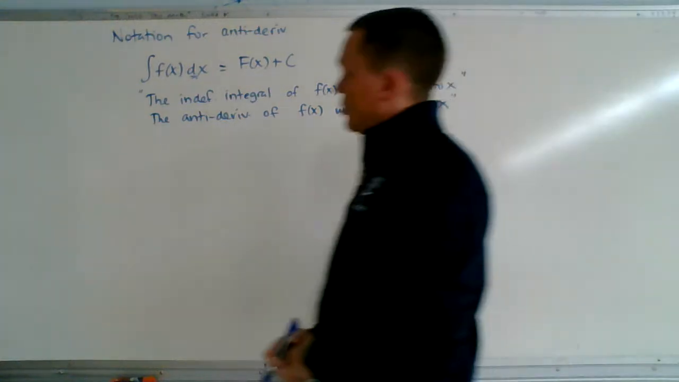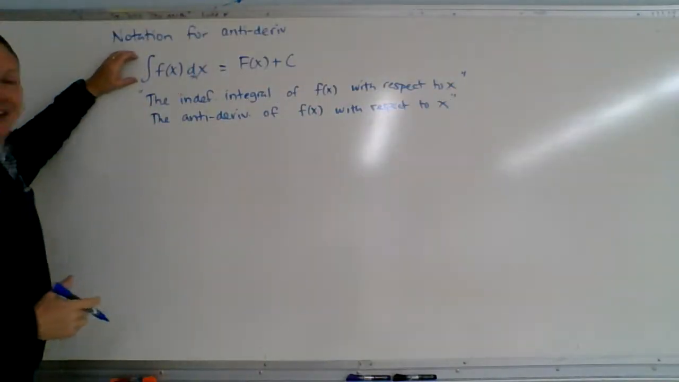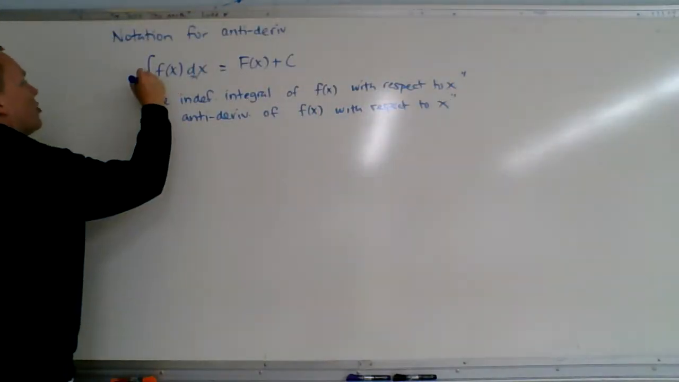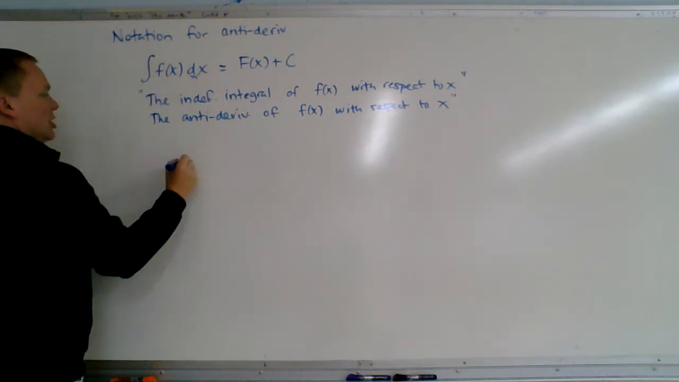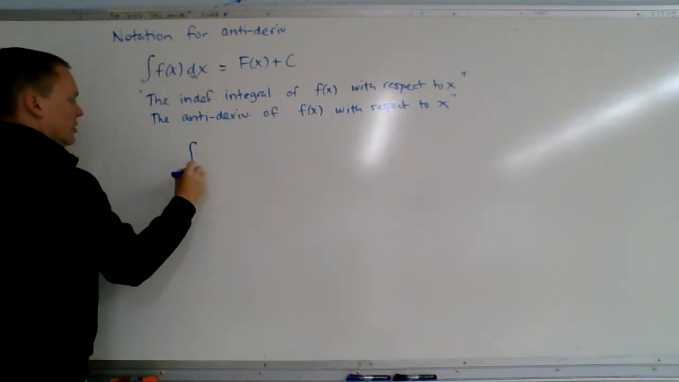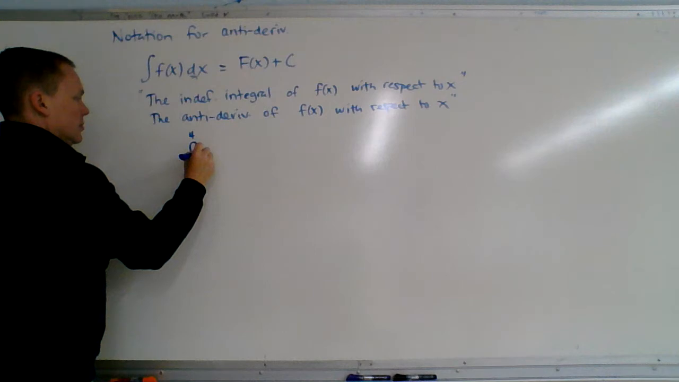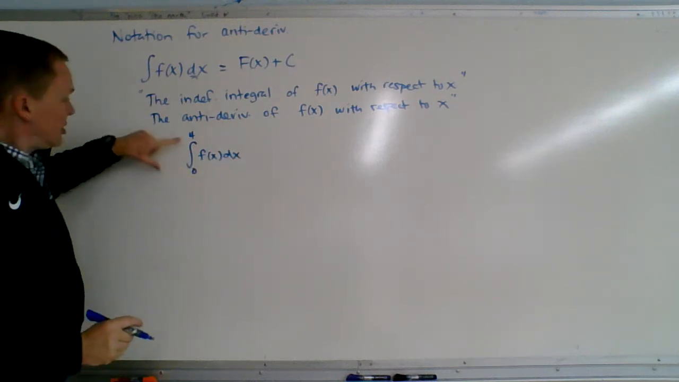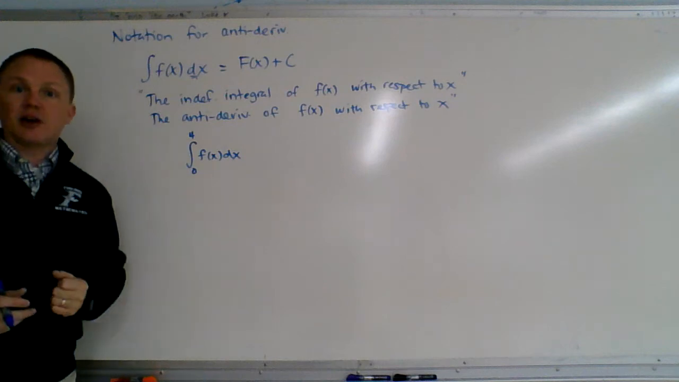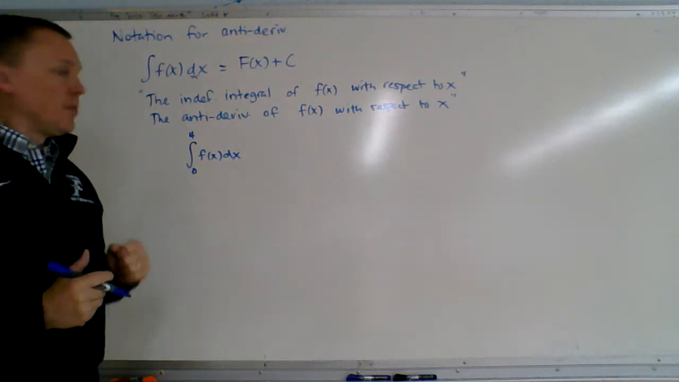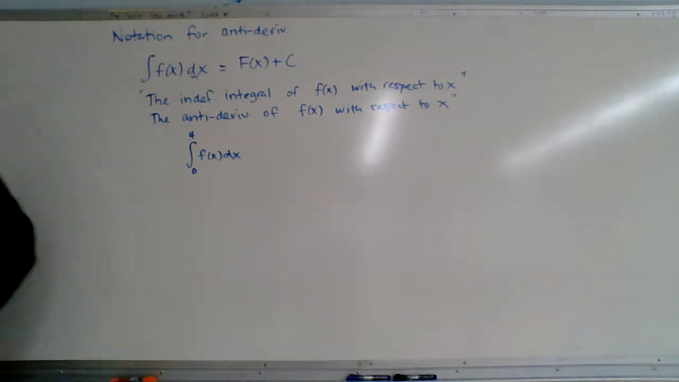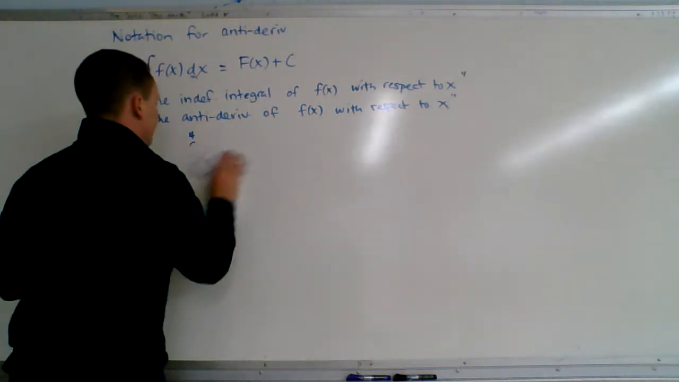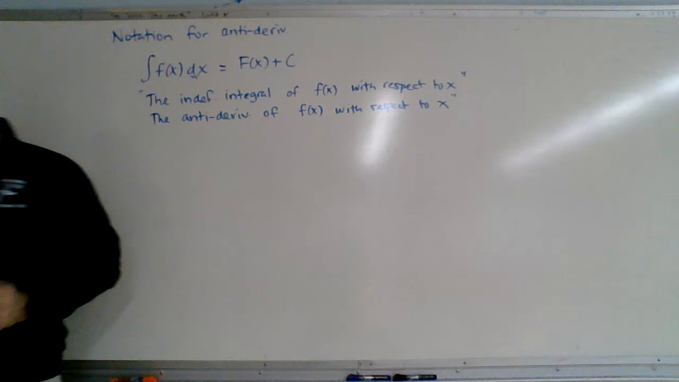It's with this symbol. What makes this integral indefinite is that there are no numbers here. Eventually, you're going to see things that look like this, where we'll have numbers on these. Those of you that are in physics, you might already have experienced that. But we're not there yet. So that's called a definite integral. These are called indefinite integrals.